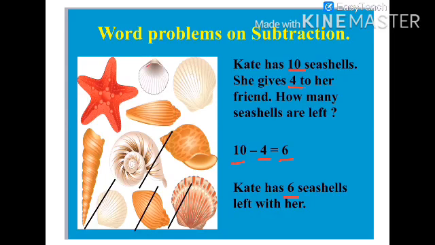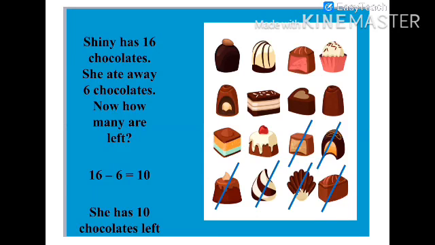Okay, children? Let me show you one more example. Children, everybody have a look at this picture. Shiny has 16 chocolates. She ate away 6 chocolates. Okay, how many chocolates did she eat away? She ate away 6 chocolates. Now, how many are left?